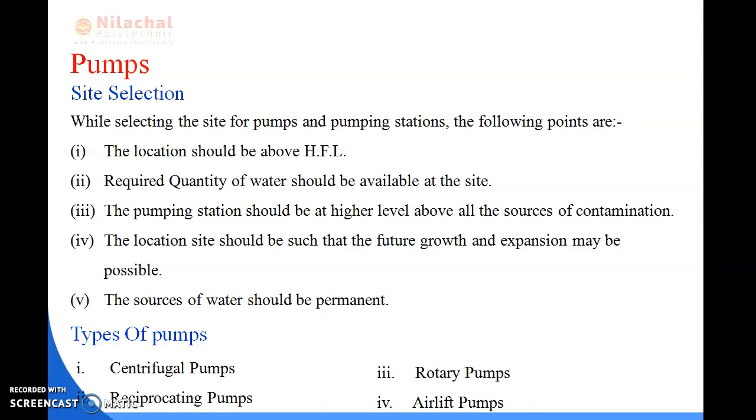So what are the types of pumps? First is centrifugal pumps, then reciprocating pumps, rotary pumps and airlift pumps. So we'll be discussing four types of pumps.